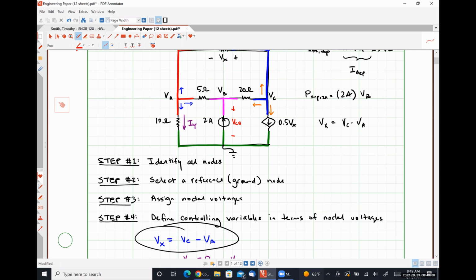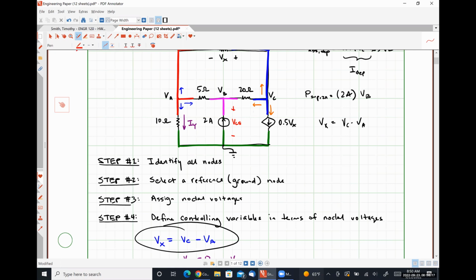So V current source is VB, because that's the nodal voltage associated with the positive polarity terminal minus ground, which is the voltage associated with the negative polarity terminal. So that's why we could just write it as VB. It's always going to be positive polarity minus negative. The nodal voltage associated with the positive polarity terminal minus the nodal voltage associated with the negative polarity terminal is the voltage drop across the element. And then the rules regarding the passive sign convention apply.